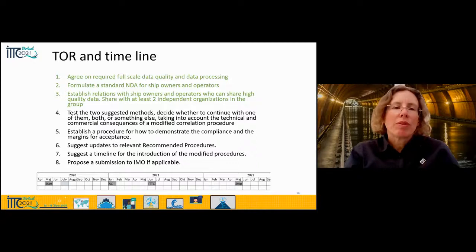The working group has a list of terms of reference, and we have now completed the first steps, and we have collected data for a number of ships, both from sea trials and operational data. And we will now start to analyze the data. The timeline is: we have worked for about 1 year, and we have 1 year to go.